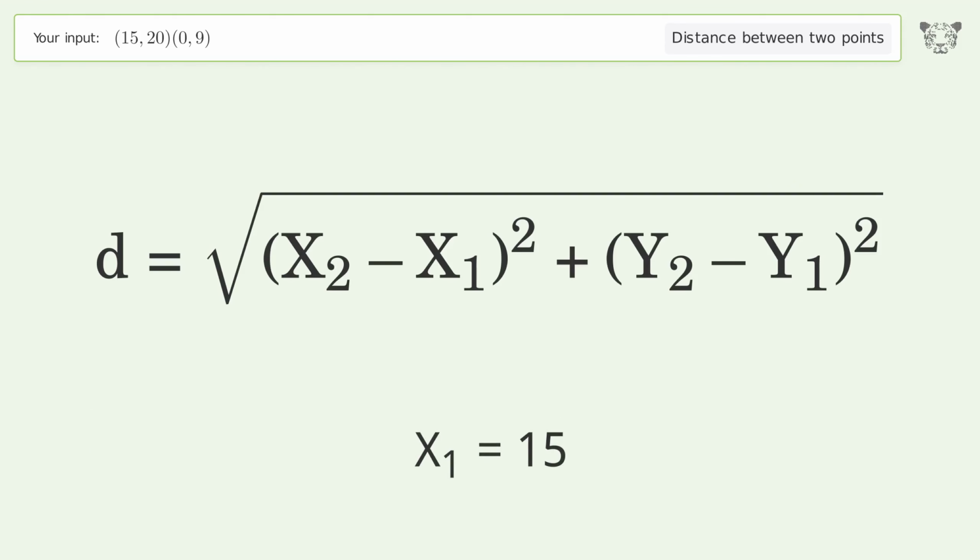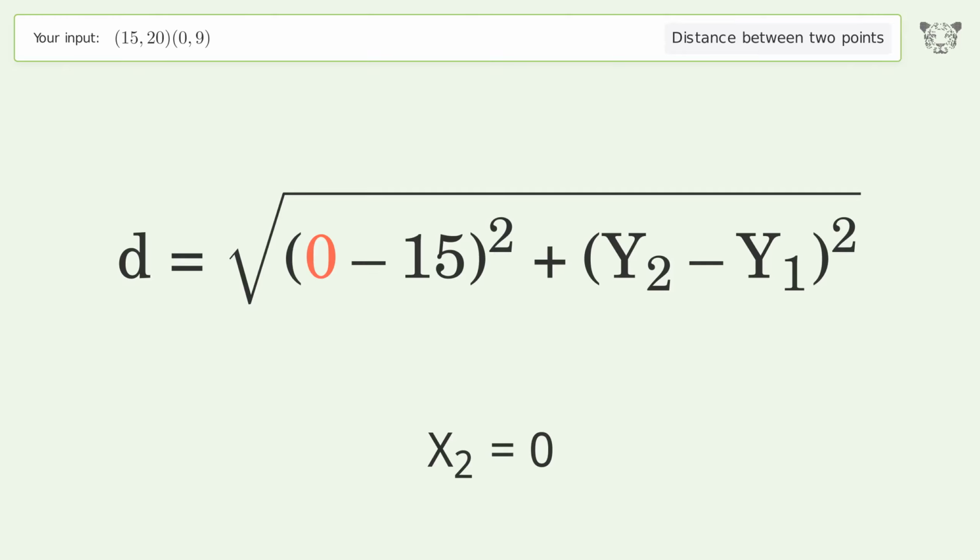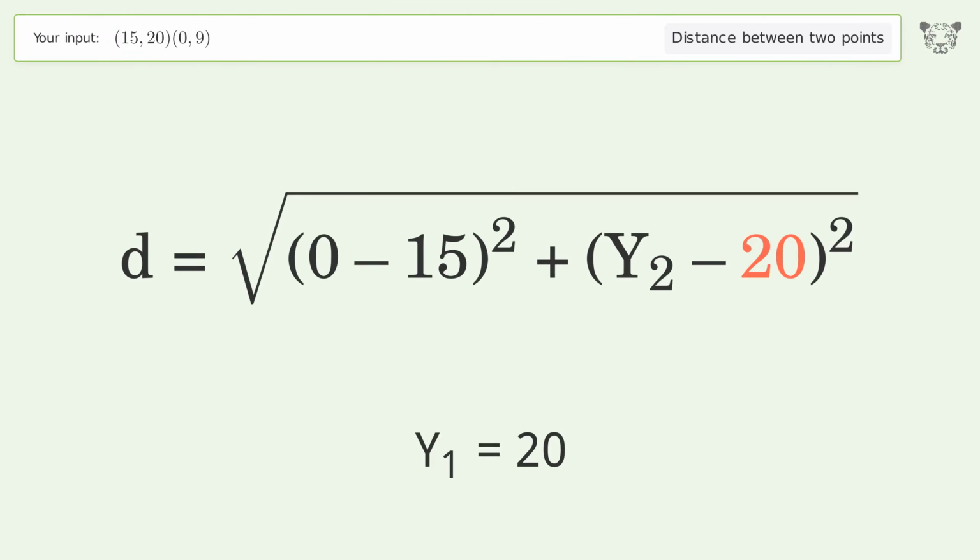x1 equals 15. x2 equals 0. y1 equals 20. y2 equals 9.